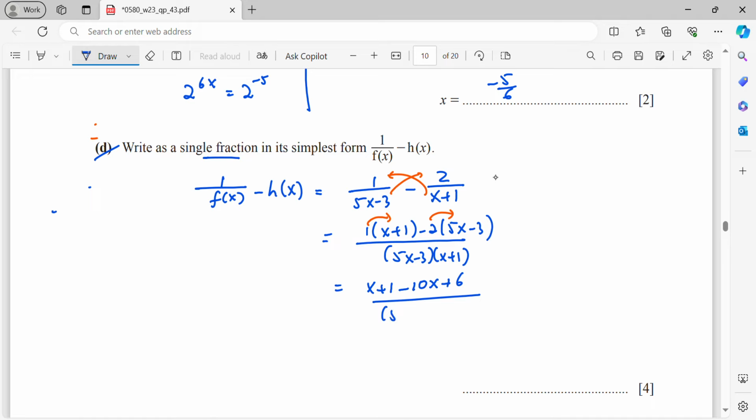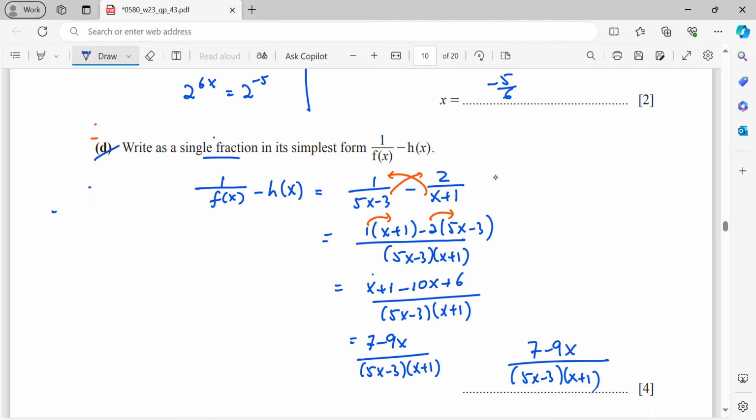Then over (5x minus 3) together with (x plus 1). Then you will be getting x minus 10x is minus 9x. Then 1 plus 6, it will be 7. So I will write 7 first. Then over (5x minus 3) times (x plus 1). So this is your single fraction. Okay, so done for this part D.